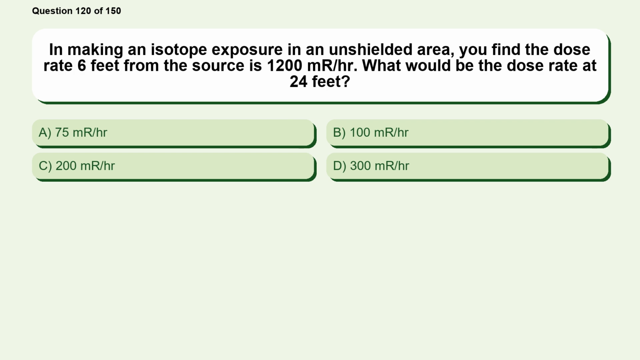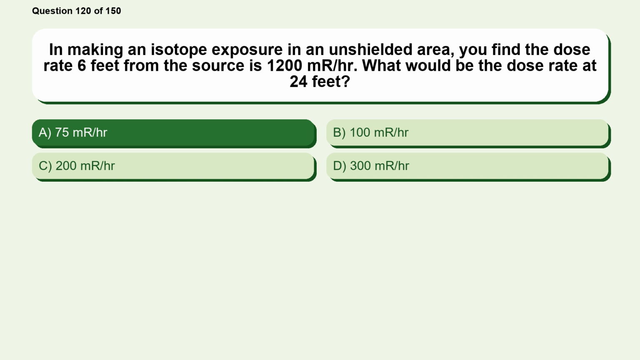Question 120. In making an isotope exposure in an unshielded area, you find the dose rate 6 feet from the source is 1200 mR/hr. What would be the dose rate at 24 feet? Option A, 75 mR/hr. Option B, 100 mR/hr. Option C, 200 mR/hr. Option D, 300 mR/hr. The correct answer is Option A, 75 mR/hr.